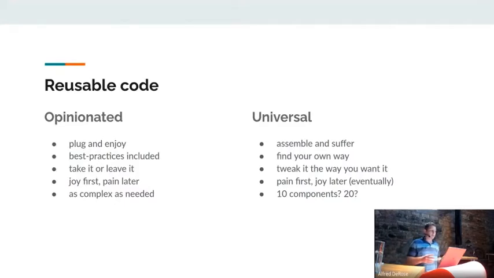The complexity also varies. I mean, if you have an opinionated piece of code which you just plug in, it can be as complex as needed, right? Because everything is hidden inside. As long as the public API is reasonably structured and comprehensible, then it's okay. With the universal approach, well, how many components can you have and ask the user to assemble those? 10, 20, it really depends on how these are wired together, but you really need to keep it at a certain level.